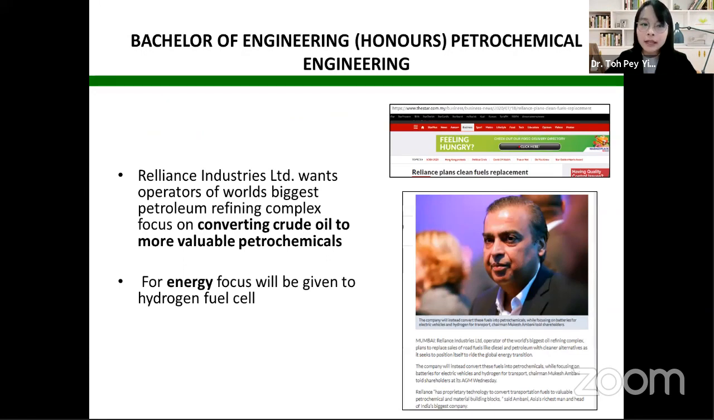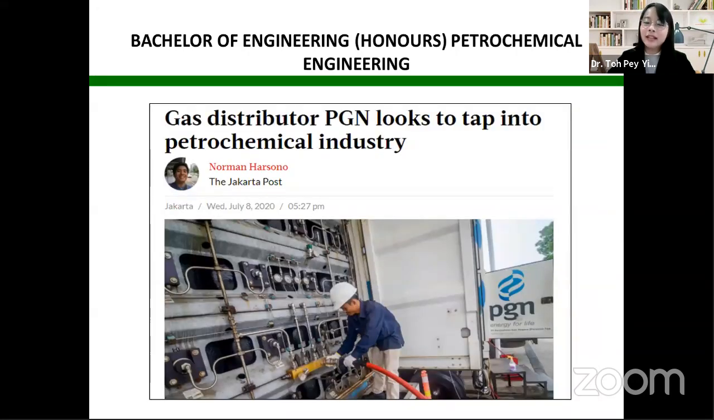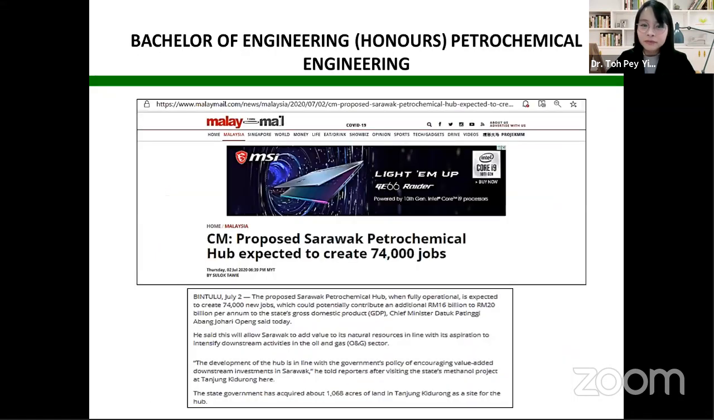Okay, another thing, this news reports that Reliance Industries Ltd, the operator of the world's biggest petroleum refining complex, wants to focus on converting petroleum to more valuable petrochemicals. So from here, you can also find that the market currently wants more petrochemicals. Okay, and even PETRONAS, a company, is also looking at the petrochemical industry.